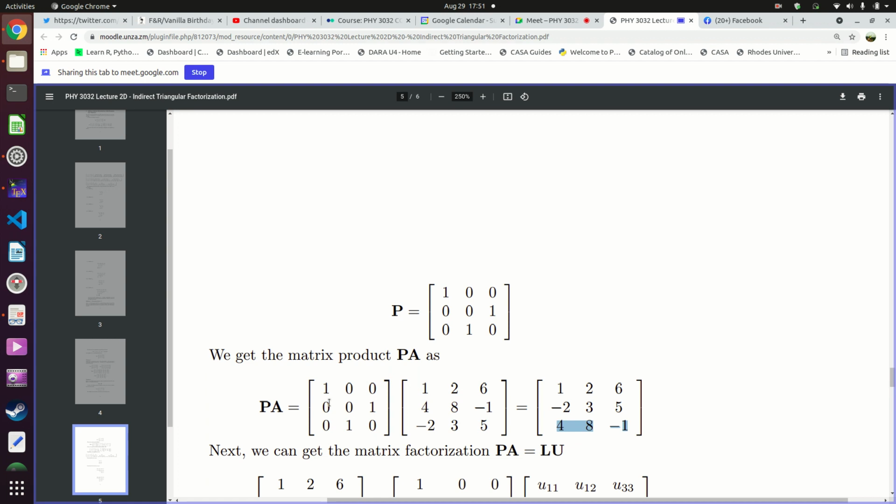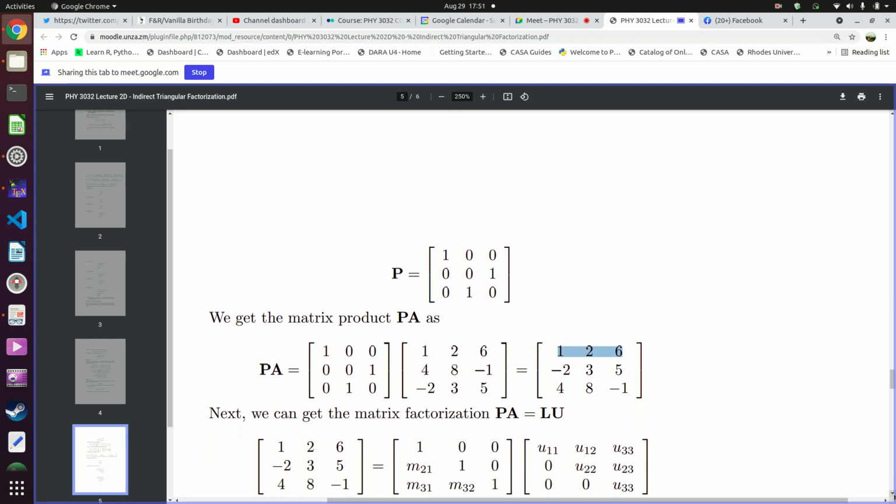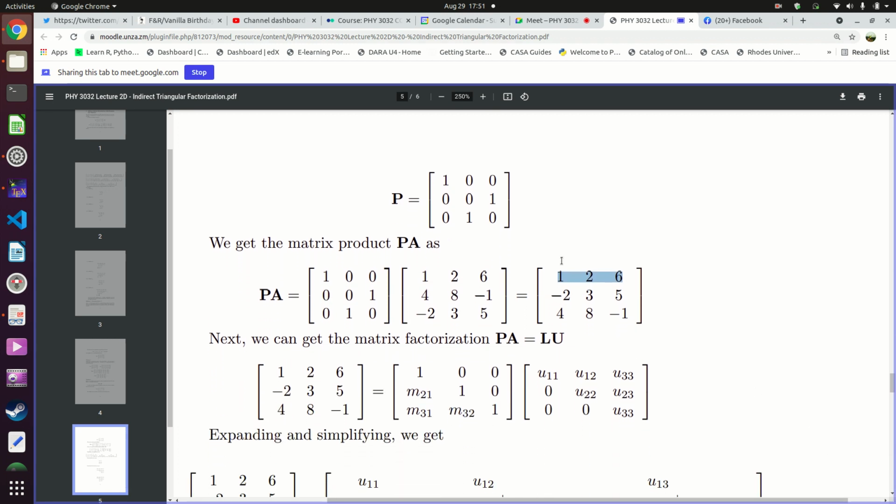With this, my first row is unchanged, but the second and third rows have been changed. Then after finding my PA, this is my PA. Now with this PA, if you multiply P, which is a permutation matrix, times A, it becomes possible for you to do LU decomposition. And we're going to do it the same way we tried to do it earlier.